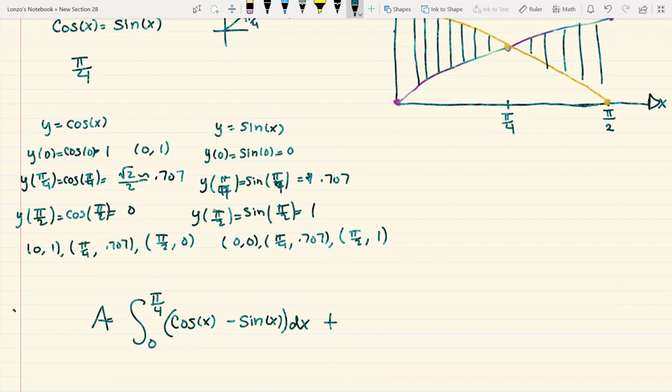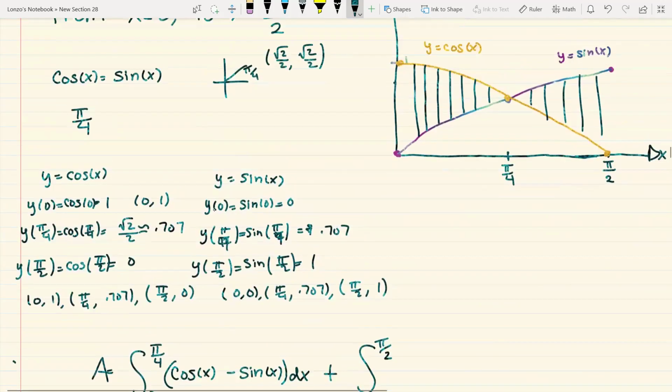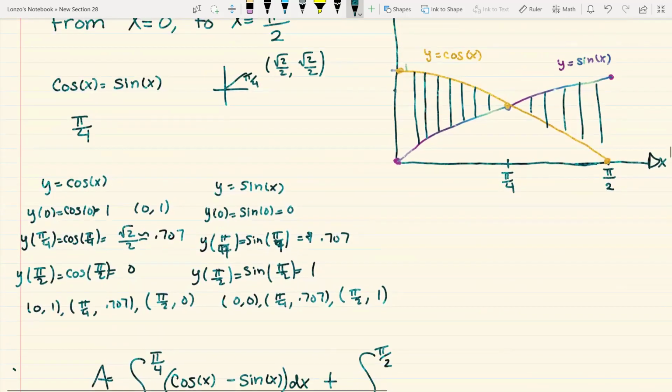Okay, and then the second integral would be from pi fourths to pi halves. And this time the top one is the galaxy font, which is the sine of x. And then the bottom would be the golden one, the cosine of x, right?